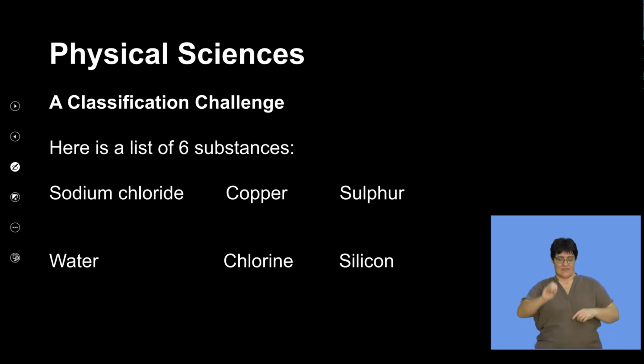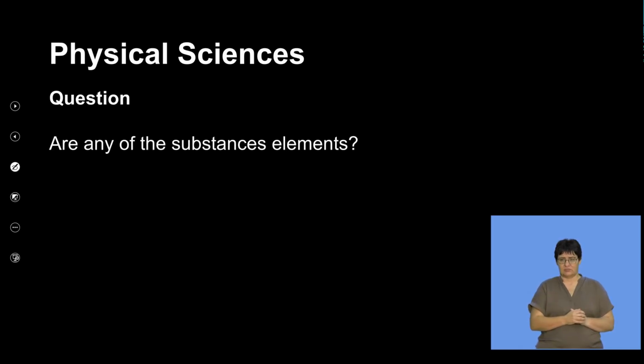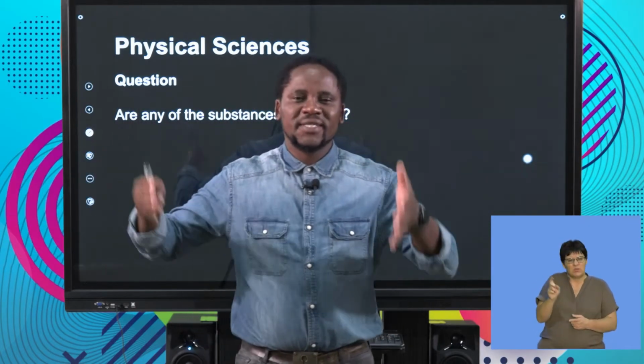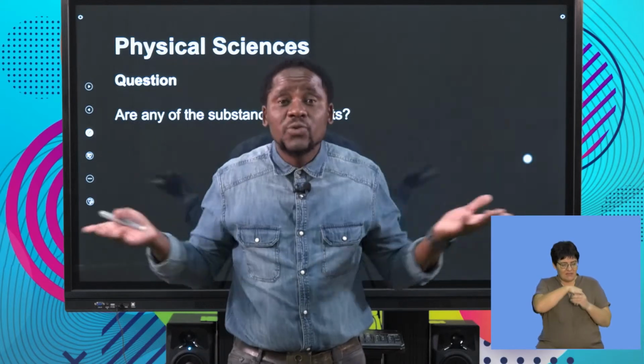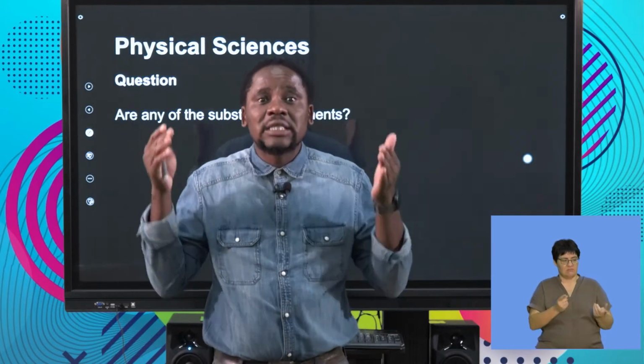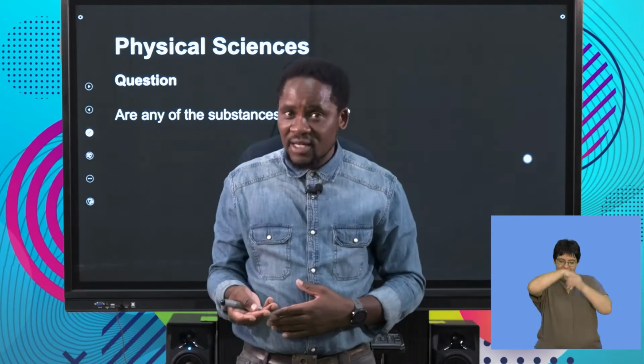Okay, so here's a list of the 6 substances which we have already looked at. The game is about classifying and, at the end of the day, identifying what substance X is. The question is, are any of the substances elements? What is an element? An element is a material or a substance that consists of atoms of the same kind. And where do we find elements? In the periodic table of elements. So that's the main question.